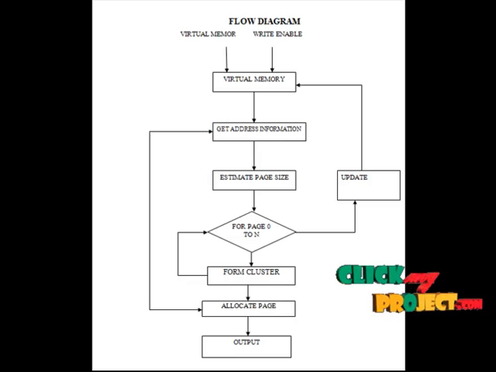Then after that, for each and every arrangement, it checks whether the page is from 0 to n. For each and every page, it forms a cluster. From the forming of clusters, it updates each and every cluster, and these updates are provided in the virtual memory states. Then the final allocation cluster formed is found in the allocated page.